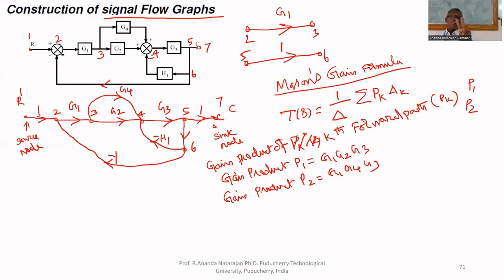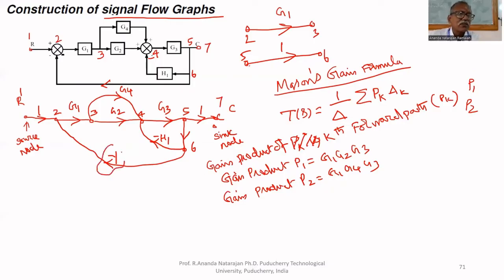How many Ks are there? 2. Only 2 forward paths are there. One is G1, G2, G3. Another forward path is G1, G4, G3. That's all, to reach from 1 to 7. No other forward path. This is one-way traffic.